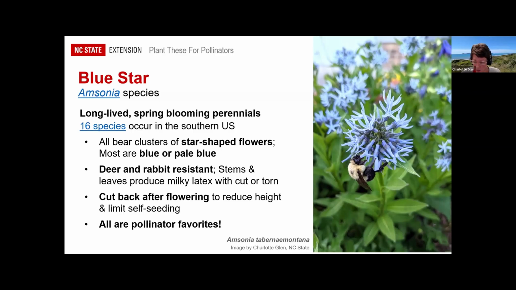So that might be something you really want. In that case, leave them. Or maybe you want to collect the seed to propagate them. They're fairly easy to grow from seed. But if you've got all you want, I would recommend cutting them back. And they are all pollinator favorites, as you can see here, this one being visited by one of our native bees.